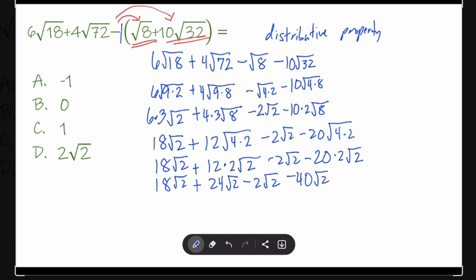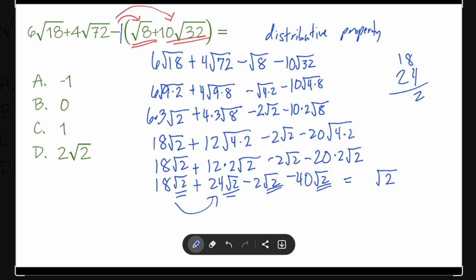And then the next one, since they have the same radical values inside, they're all square root of 2, so you just need to combine them. Meaning you add or subtract if they have different signs. But for sure you just need to copy the square root of 2. So what's 18 plus 24? We're going to add this first. 18 plus 24.